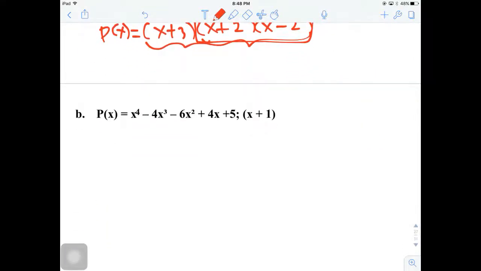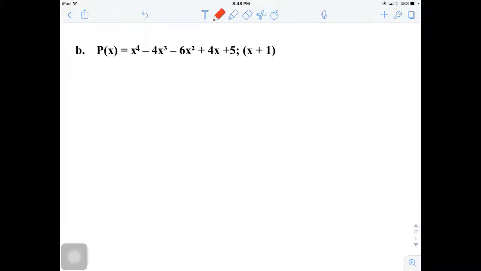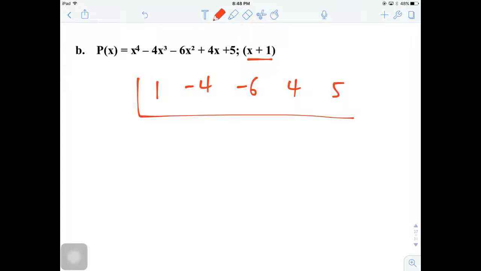Let's take a look at another example. And again, we're going to try to find out if x plus 1 is a factor. And if so, then we're going to find the rest of it. So we're going to set up the synthetic division. 1, negative 4, negative 6, 4, and 5. So there's 5 coefficients. And then since x plus 1 is the factor, then x equals negative 1 is going to be the 0. We're going to put that in front.